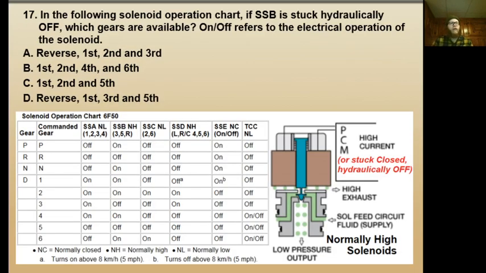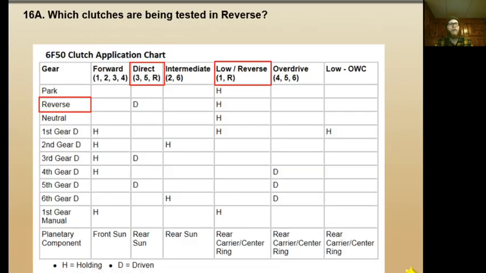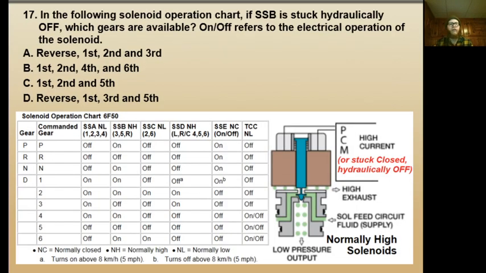In the following solenoid operation chart, these are the different solenoids, and the SSA would be connected to, see, they don't show it on this one, but you'll see it in some of the charts that we're using in the online lab this week. SSA would also be associated with clutch A, so it might say forward clutch, and then in parentheses A after it, so that means that clutch is being controlled by shift solenoid A.